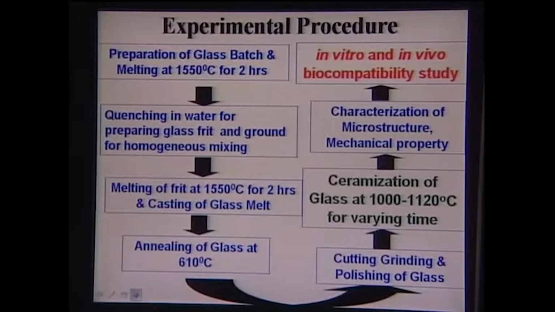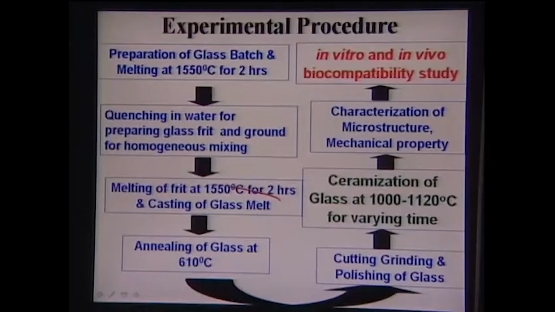And these glass ceramics, when they are melted at 1550 degrees for 2 hours, you can quench it in water and cast it in a platinum crucible. After that, you again remelt this glass ceramic. Why is this remelting done? That is to homogenize the composition, because it is a multi component multi oxide system.